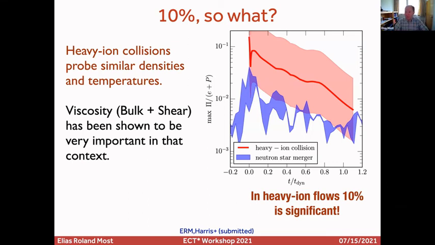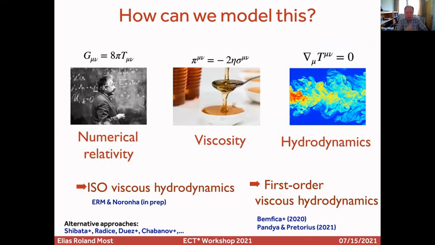But then what would we actually do? If we wanted to model this, that's the next step. That's something we haven't done yet, but it's something that we're thinking about. And for that, you would have to combine numerical relativity, viscosity, and relativistic hydrodynamics. And there are various ways of doing this. For example, two things I could advertise here. One is first order hydrodynamics, which was introduced a few years back by Giorgio Noronha, Marcello Disconzi, and Fabio Bemfica, and it's being actively explored here in Princeton, especially by Alex Pandya and Frans Pretorius, and in an upcoming study also by myself.